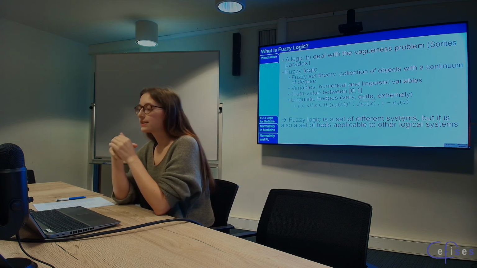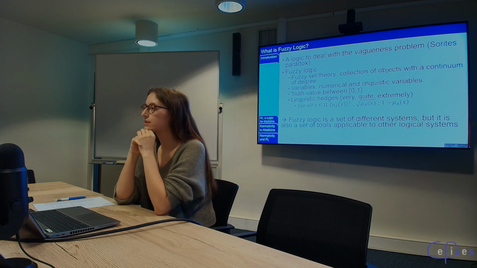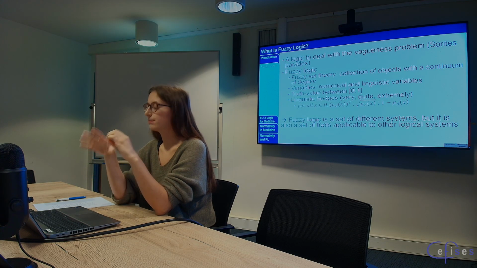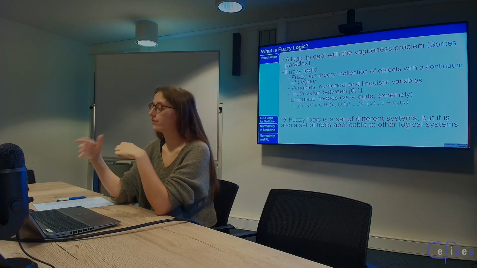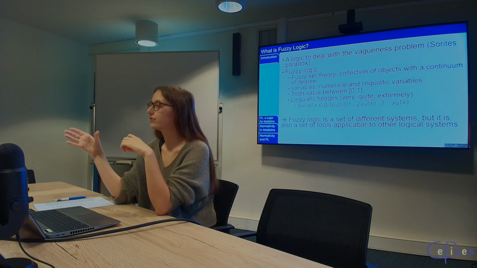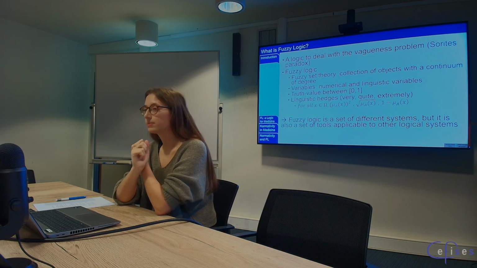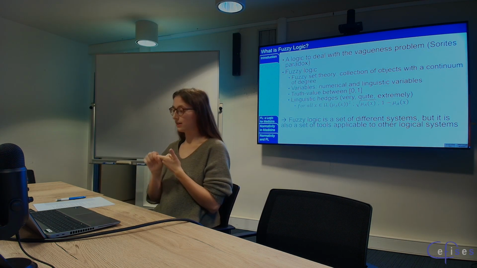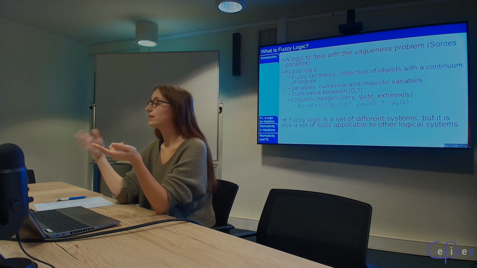Fuzzy logic is a logic that has been created to deal with the vagueness problem, which is connected to the Sorites paradox. Just quickly, the Sorites paradox is a paradox about vagueness, and we can have different versions of it with many different concepts. But the first version is with a heap of sand. So first premise, 1 billion grains of sand is a heap. Second premise, a heap of sand minus 1 grain of sand is still a heap. And then the conclusion, 1 billion grains of sand minus 1 is still a heap.